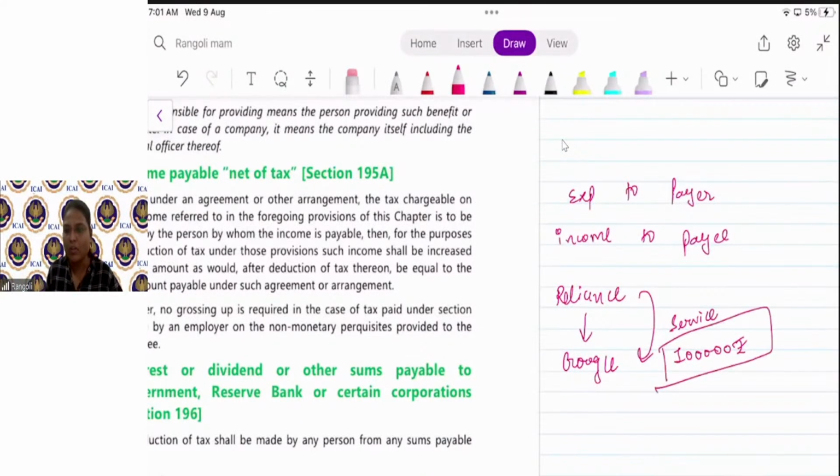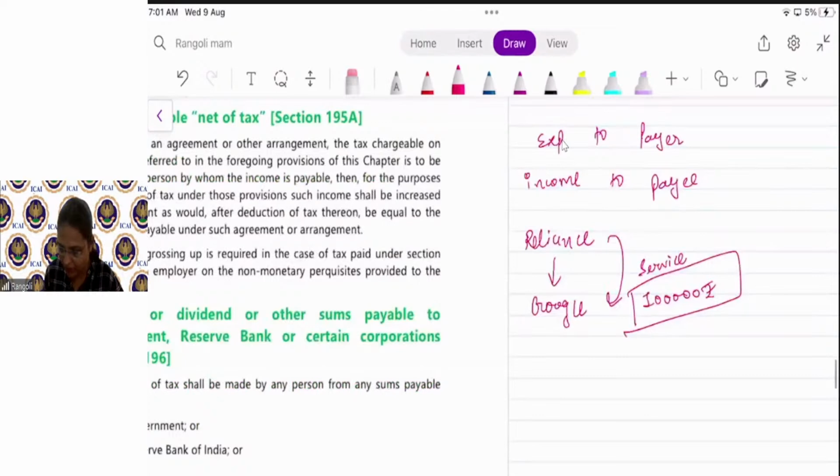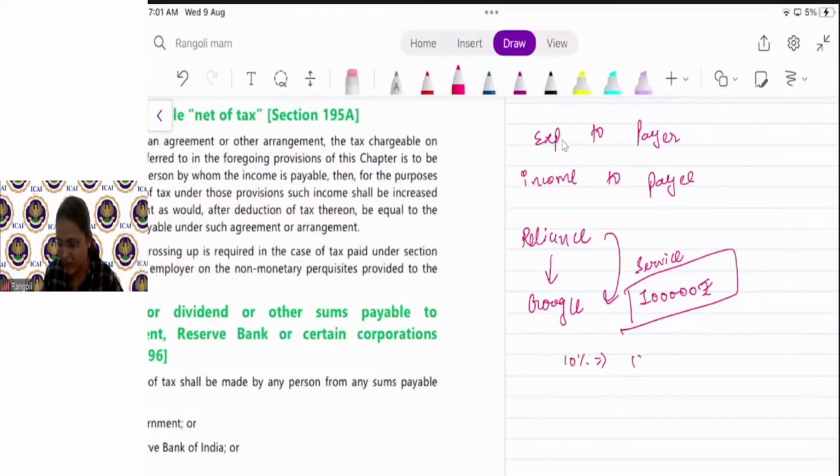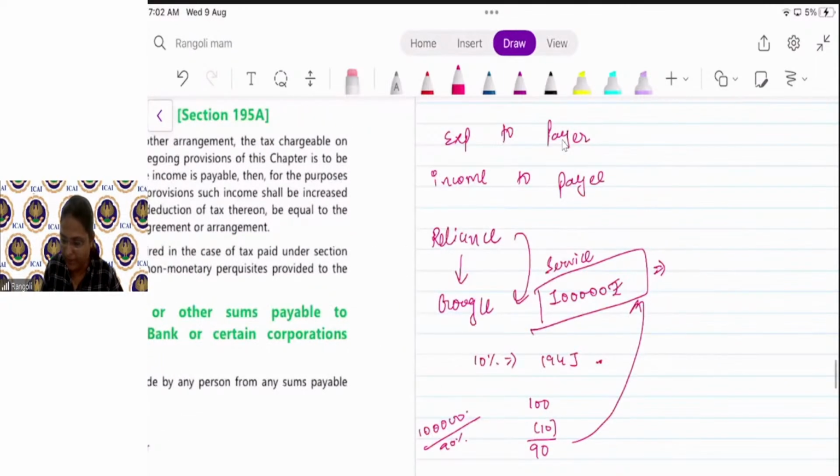So we know on professional service, the rate of TDS is 10% under section 194J. Say for example, if the value of service is 100 and the TDS is 10, then after tax the value is 90, right? So it is that 90%. Okay, so we have to gross up this value, that is 1 lakh divided by 90%. It comes to 1,11,101. It is the gross value of service, okay?